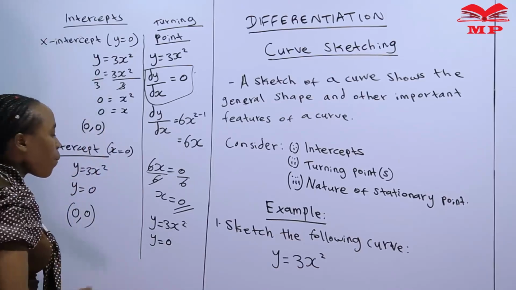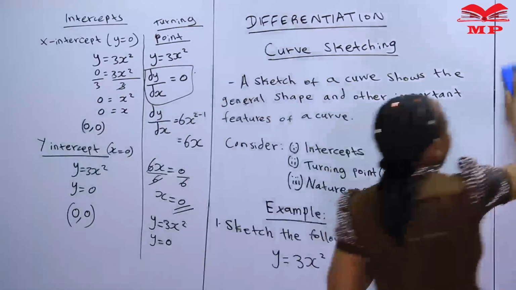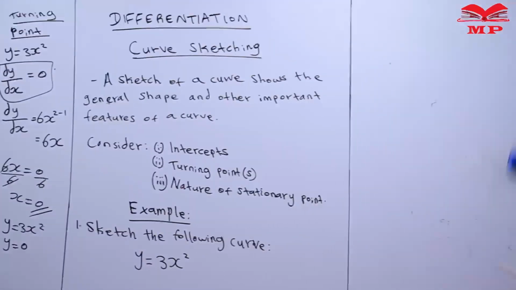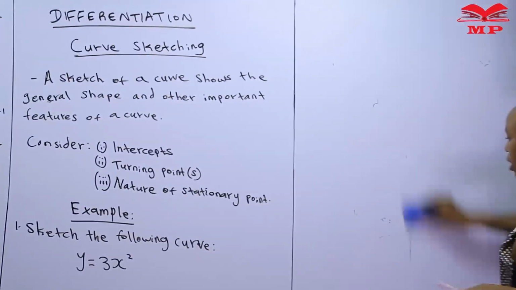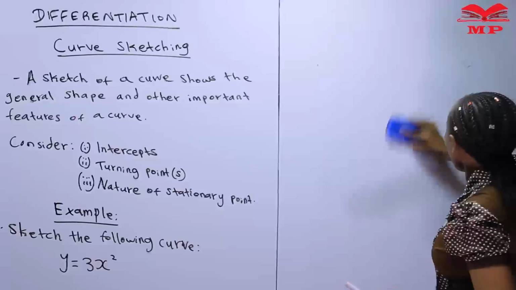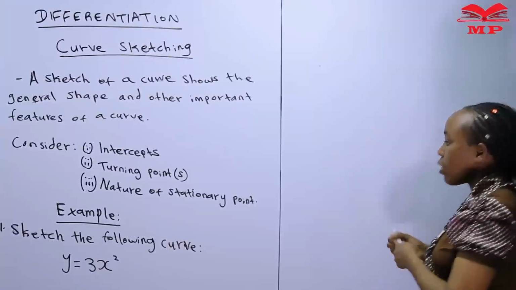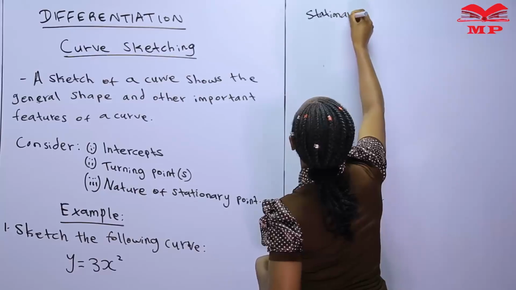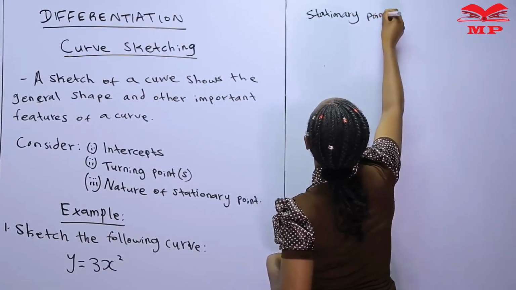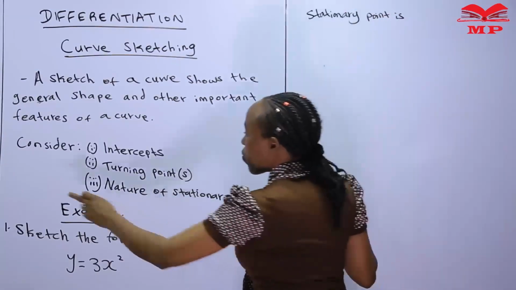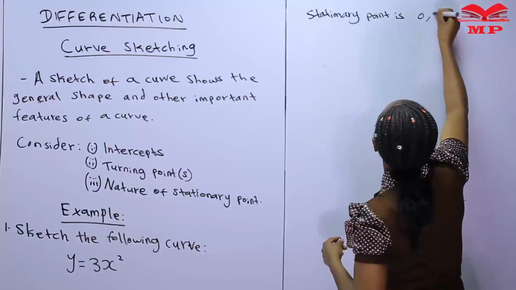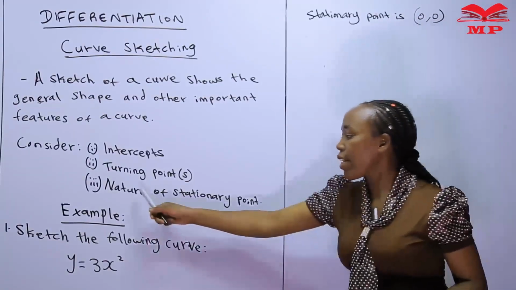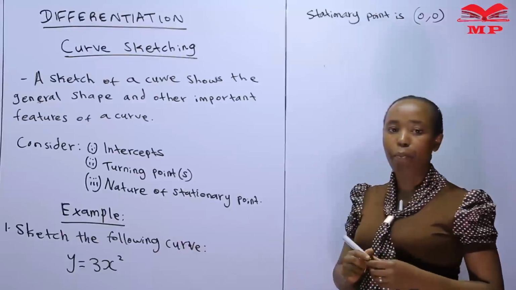So the stationary point, or our turning point, is, therefore, for x we have 0, y 0. Then we move on, finally, to the nature of the stationary point.